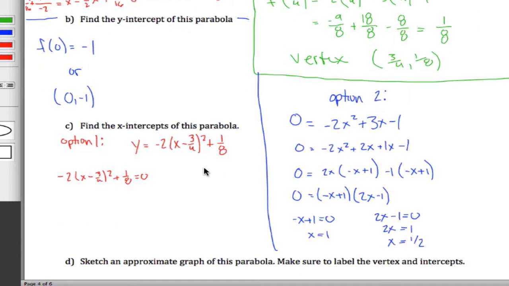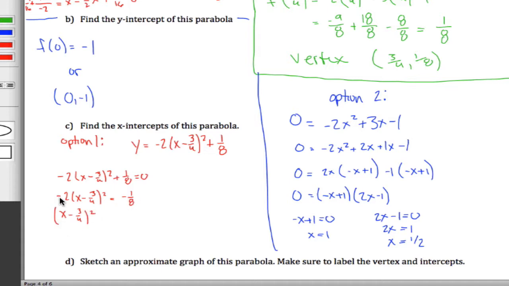I think this is easier to solve for x than this is to solve for x. So we've kind of already done the completing the square form. Just want to get the x all by itself. Got to get rid of the 1/8, the negative 2, the squared, the negative 3/4. So first subtract 1/8 from both sides of the equation. Try to write a little bit neater. Now divide both sides of the equation by negative 2.